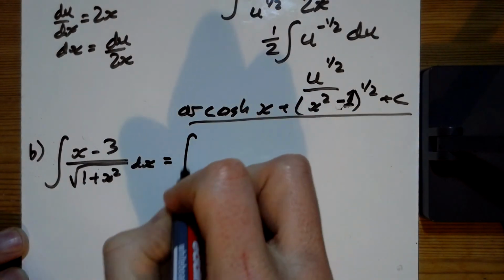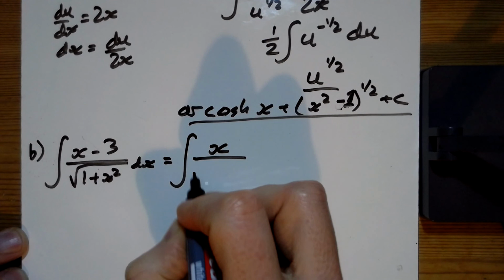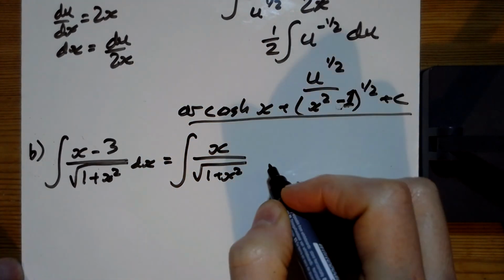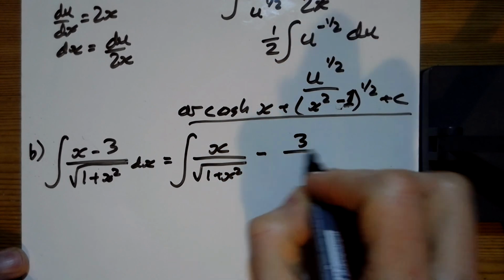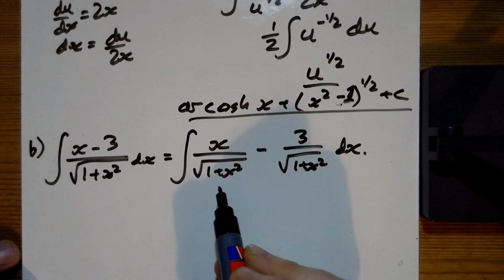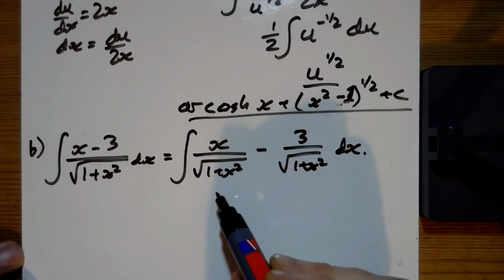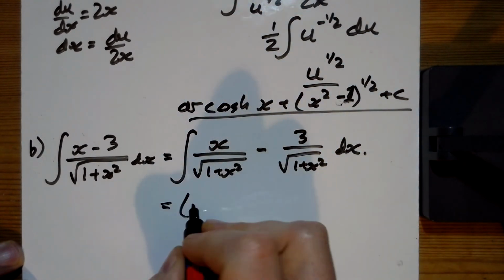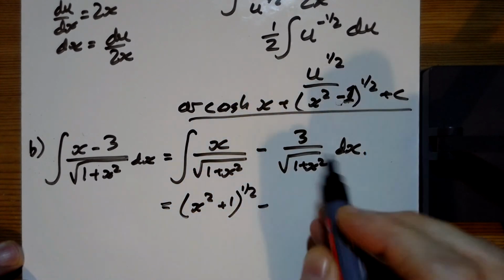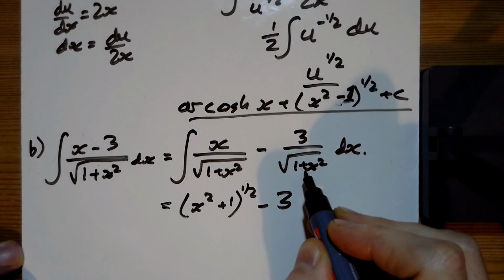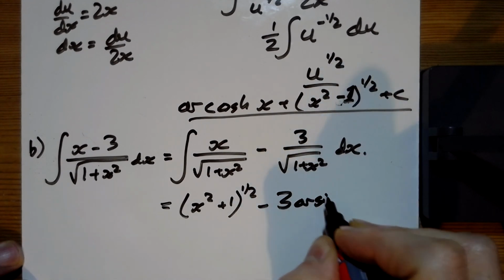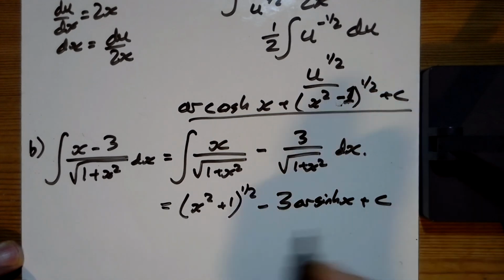And again, I'm going to break this up. So this time I've got x over the square root of 1 plus x squared, and minus 3 over the square root of 1 plus x squared dx. So without going through all that substitution again, you can probably see that this one here is just going to be x squared plus 1 all to the power of a half. And this one here is 3 lots of, now because it's a plus on the bottom here, we've got the r shine version here, haven't we? The r shine of x plus c.